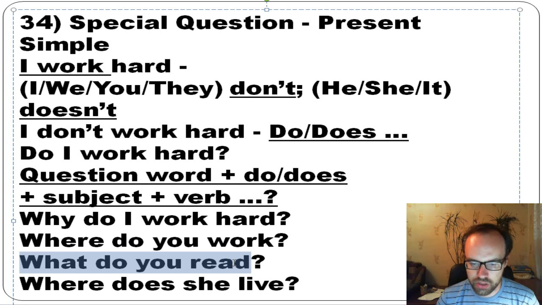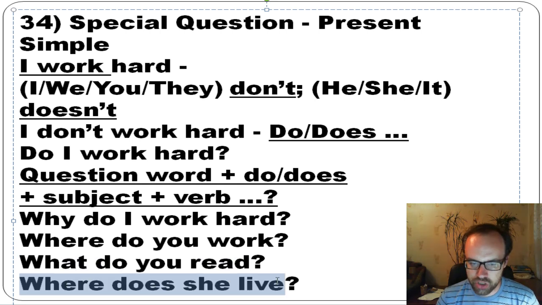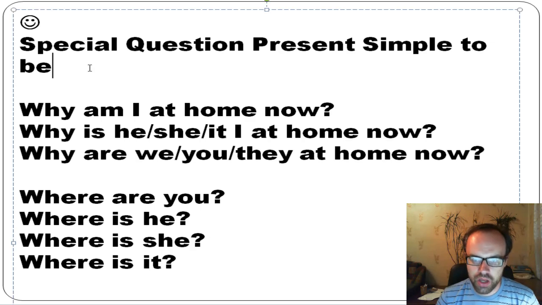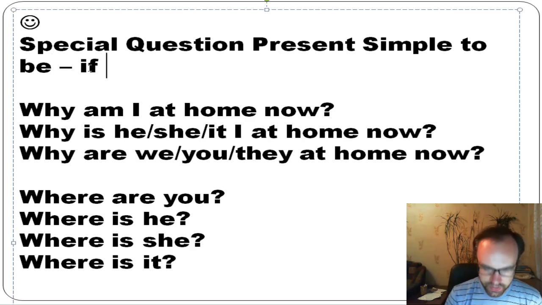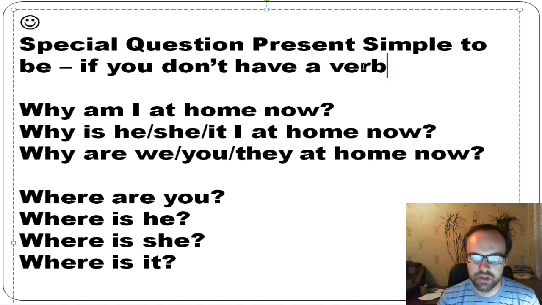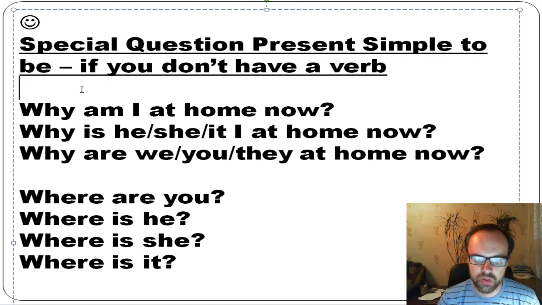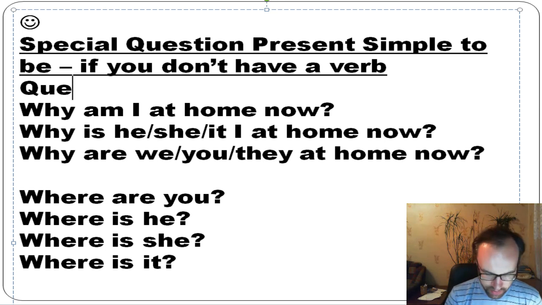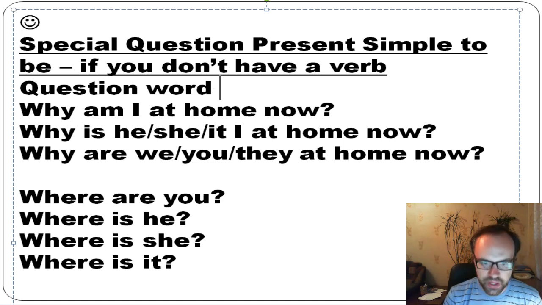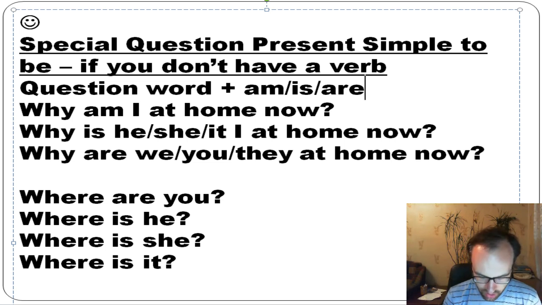What do you read? Where does she live? Where does she live? Okay? So use do or does if you have a verb. If you don't have a verb, use the form of to be. And please remember, so you use a question word, then you use am, is, or are.